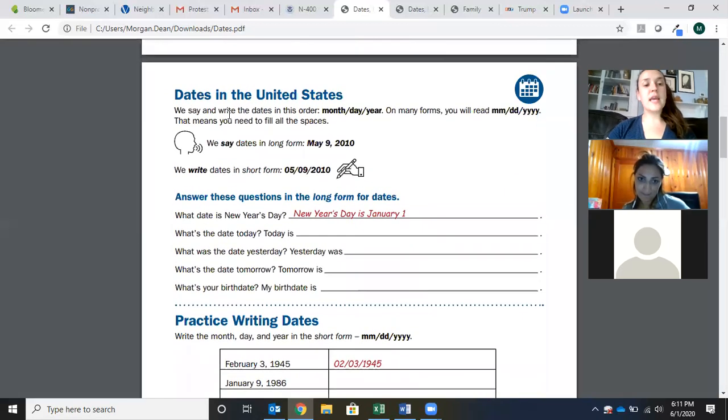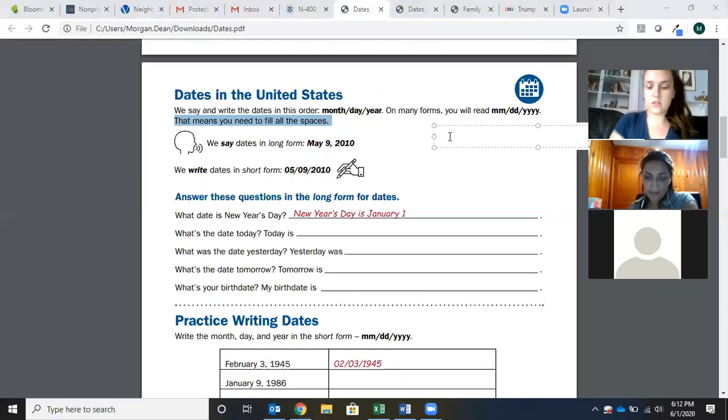So we say and write the dates in this order. What is the order again? Month, day, year. Perfect. And on many forms, you will read MM, DD, YYYY. This means that you need to fill all of the spaces. Sometimes when we write, we'll just say it simply like this: 1, 1, 20.